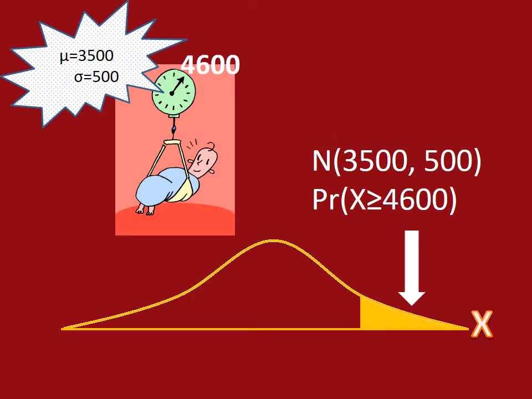Having checked the properties and decided the distribution to be normal, we write at the top the parameters in the proper notation, with mu equal to 3,500 and sigma equal to 500. And we draw the picture to identify the probability in question, the probability that X, birth weight, is equal to or greater than 4,600. This is the area above 4,600, that is, in the right tail of the distribution. We are ready to consult a table of normal probabilities.